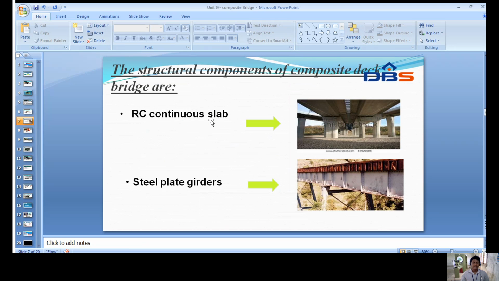Here you can see in more detail how the structural components of a composite deck bridge look. This is an RC continuous slab, a reinforced concrete slab. It is supported over the steel plate girder. This is the steel plate girder where our RC continuous slab is laid. The combination of both, we call a composite bridge.